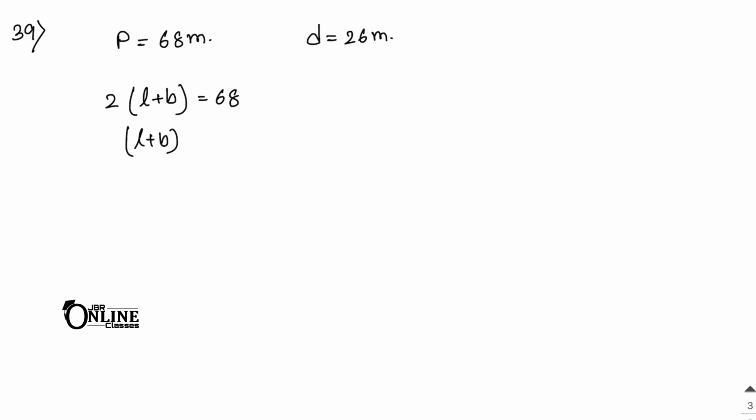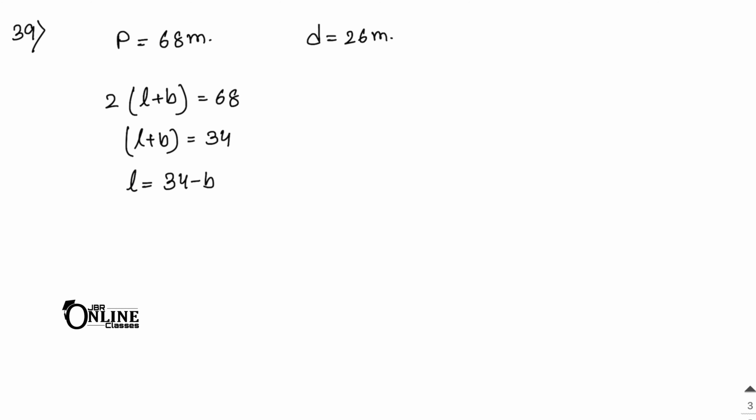Now next, sum number 39. The perimeter of a rectangular plot is 68 meter. Perimeter equal to 68 meter. The length of its diagonal, so diagonal equal to 26 meter. Find its area. So you know that here the formula for perimeter equal to 2 into length plus breadth. So 2 into L plus B equal to 68. That means here L plus B equal to 34. So L plus B equal to 34. So for L you can write down 34 minus B.